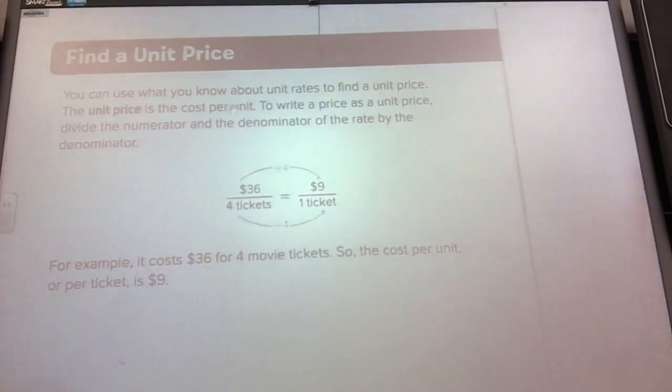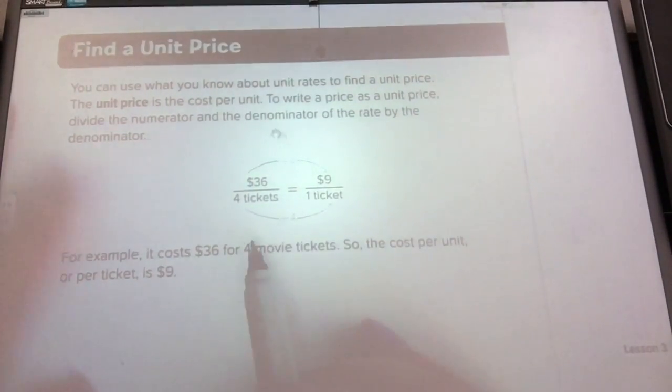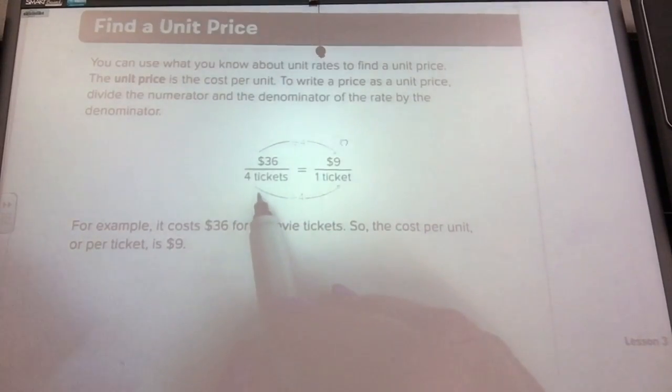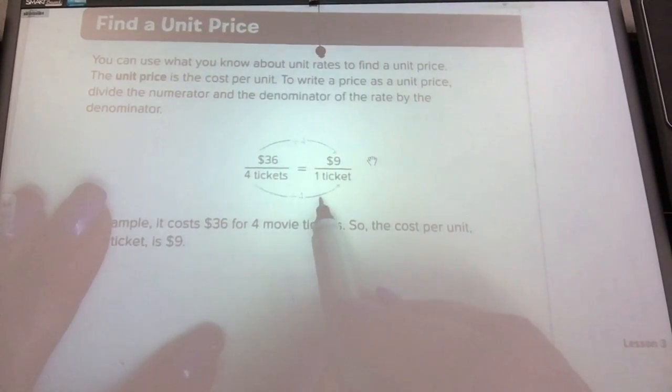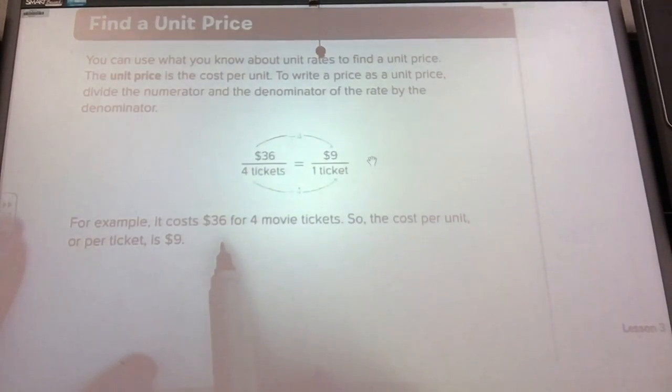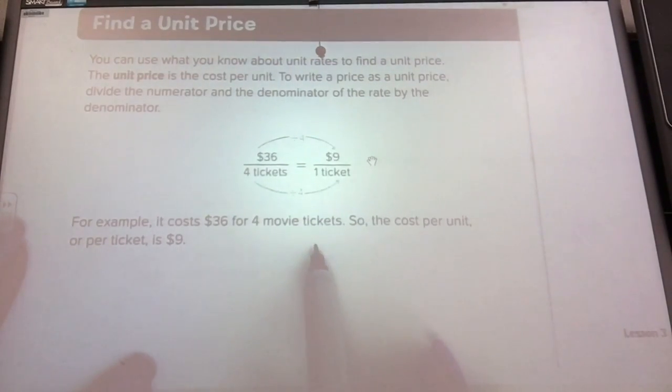That sounds like a lot, but basically what they're telling us is you want to divide this bottom number by itself because that always equals 1. 4 divided by 4 would equal 1. What you do on the bottom, you do on the top. 36 divided by 4 is 9. So what they're telling you is it costs $36 for 4 movie tickets, so the cost per unit per ticket is $9.